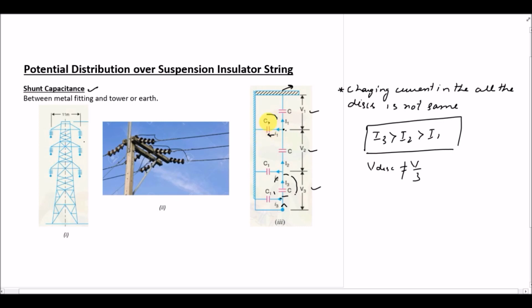This is C1, and if I have to define the effect of this shunt capacitance, it will reduce the current that is moving towards the grounded tower from the conductor. So there is a portion of current that is passing through these C1s, which are the shunt capacitances. So the current through the capacitances that are the self capacitances is not equal. Because of that, the voltage across all the discs is not equal.